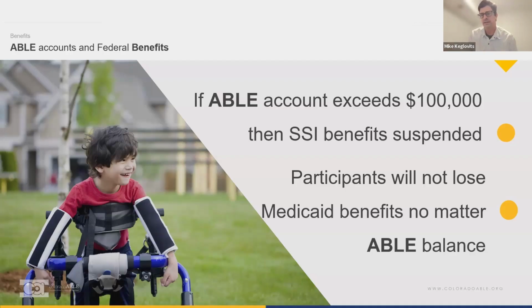So somebody could be receiving SSDI if they accumulated enough quarters of meaningful income, equivalent to 10 years, or if their parents retired, they could be eligible for SSDI based on their parents' work history, or if the parents are deceased, they could also be eligible for SSDI. So a lot of times people might be on SSI for a while, and then they could transfer over to SSDI, and SSDI is not impacted by the $100,000 mark, and neither is Medicaid.